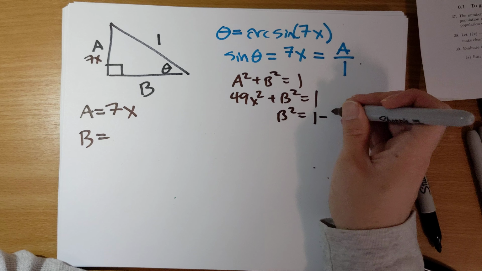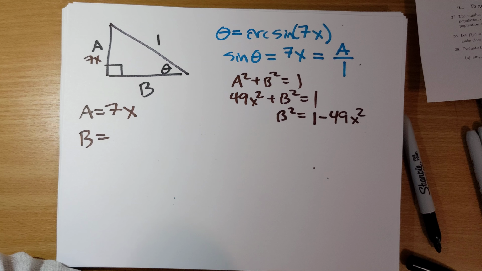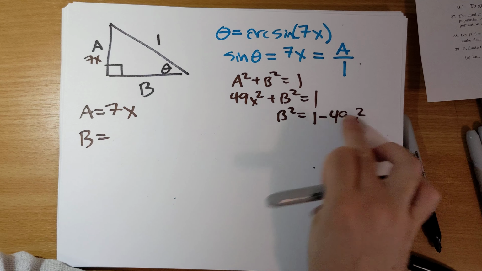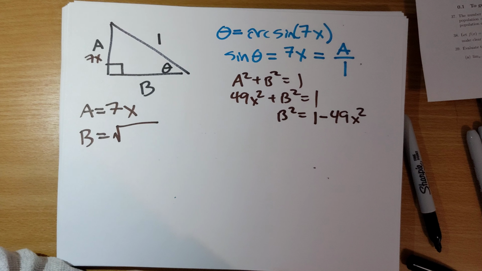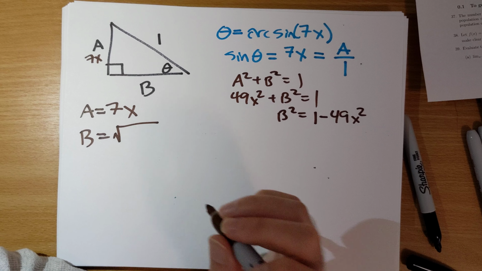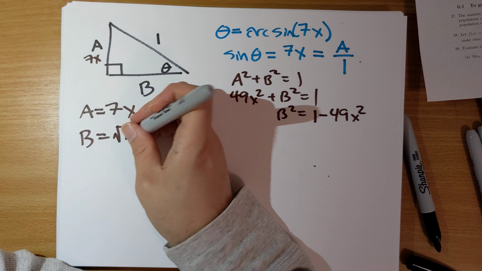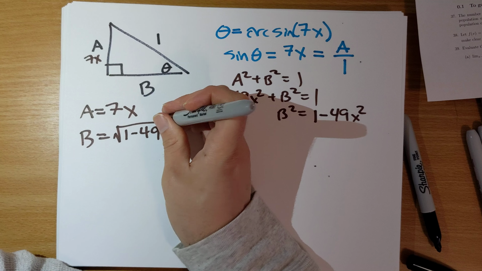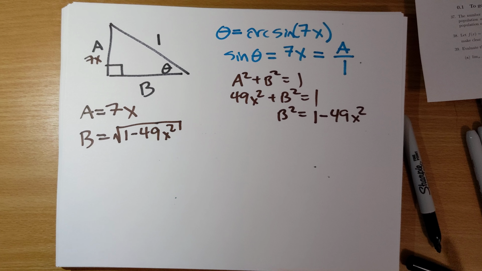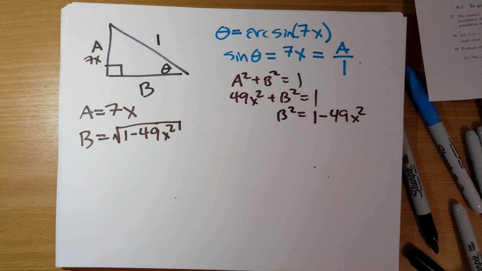b squared is equal to 1 minus 49x squared. And so b is the square root of this. We choose the positive square root because b is a length, so it needs to be positive. Okay, so that's part A.